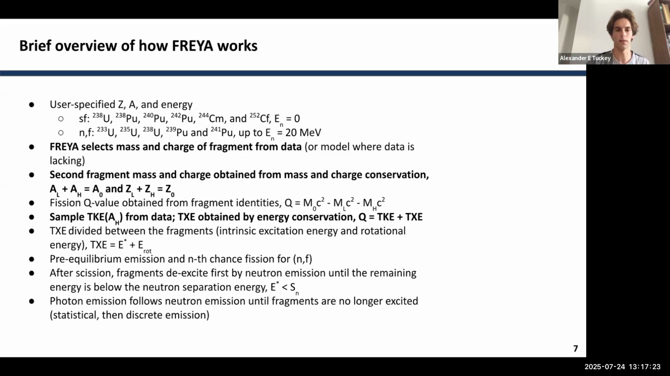So I want to really emphasize that there are points during this process where we have to draw from data. Unfortunately, there's not a complete theory of fission currently that I know of. So we kind of have to do our best with these phenomenological models like Freya. Maybe one day, if we get a complete theory of fission, we can work from first principles. But this is what we've got for now.